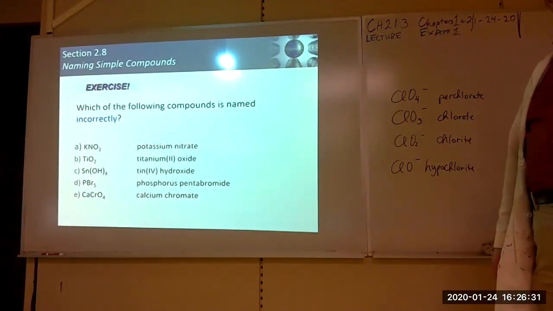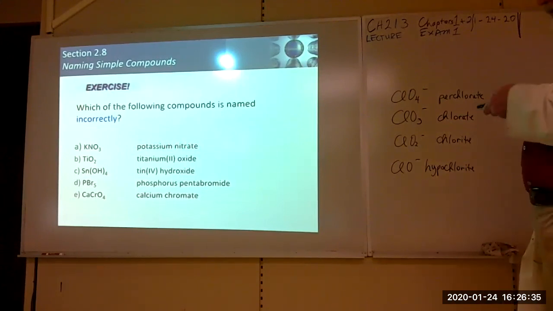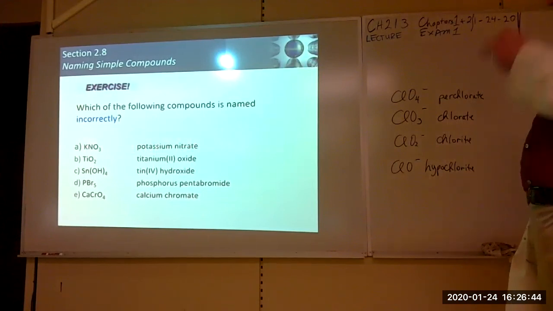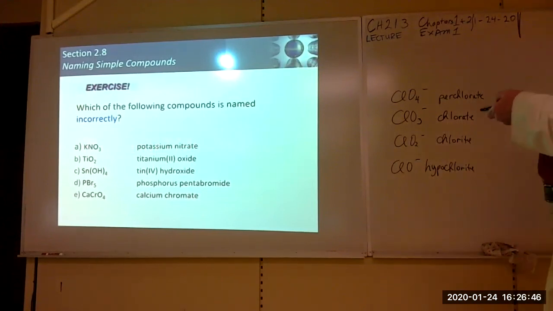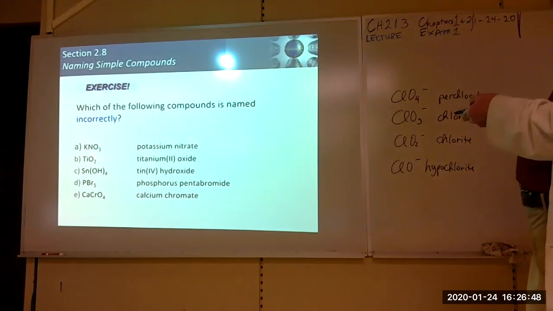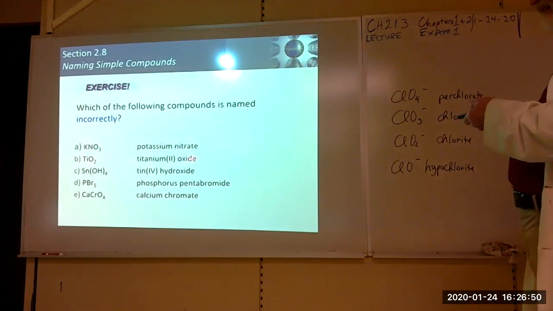That would be a type 1 compound because it doesn't have a Roman numeral in it. So it should say that we have one potassium and one nitrate because this is +1 and that's -1. That's correct. How about TiO2, titanium oxide?